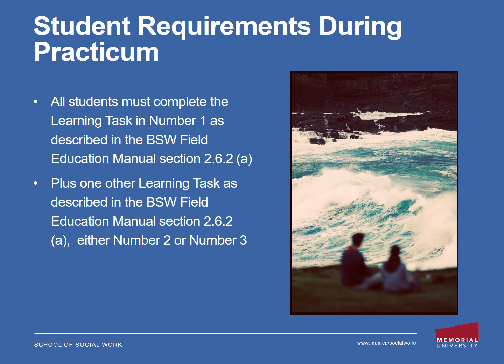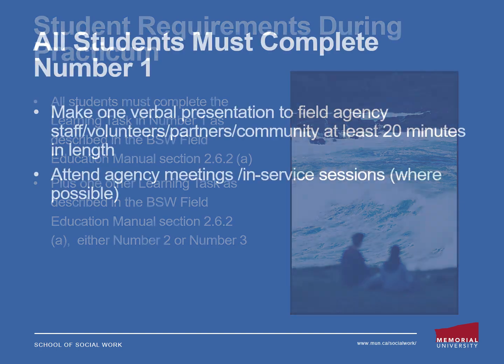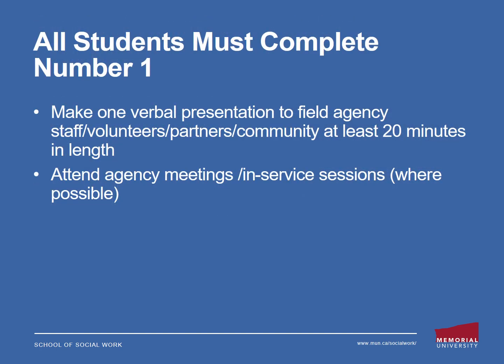Now we're going to talk about student requirements during the field practicum. Please refer to the BSW Field Manual for further details. All practicum students have to complete learning tasks in number 1, as described in the BSW Field Manual under section 2.6.2a. You will do number 1 plus one other learning task as described in the manual, either number 2 or number 3 depending on the type of practicum you are completing. What are the learning tasks from number 1?